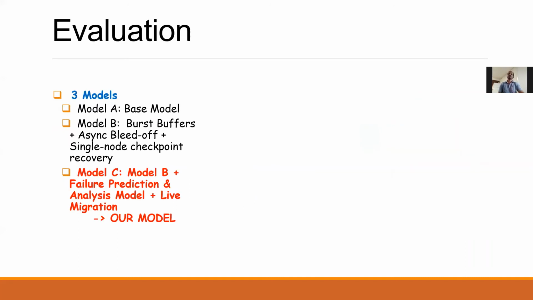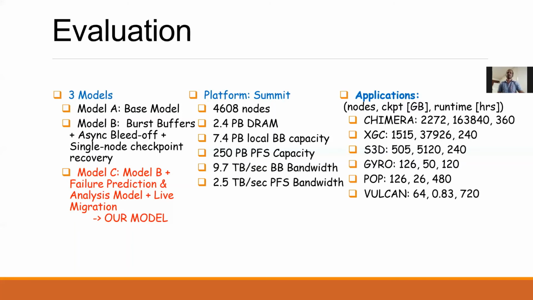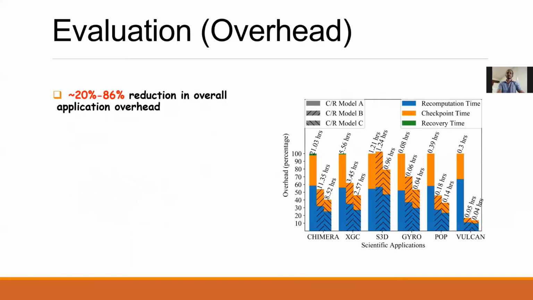For evaluation, we built three models. Model A, which is the base model. Model B has the assistance of the burst buffers. Model C is an upgrade over Model B with the assistance of the failure prediction module, failure analysis module, and the live migration. This is our model. For our experiments, we simulated a run of 6 real-world applications on an emulated platform of Summit, and the requirements of those applications are diverse in terms of nodes, checkpoint size, and runtime hours. With our checkpoint restart model, we were able to achieve a 20 to 86% reduction in overall application overhead.